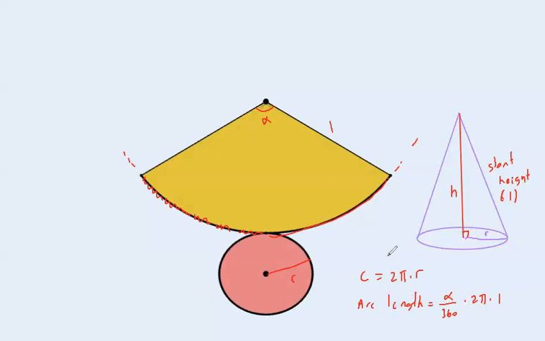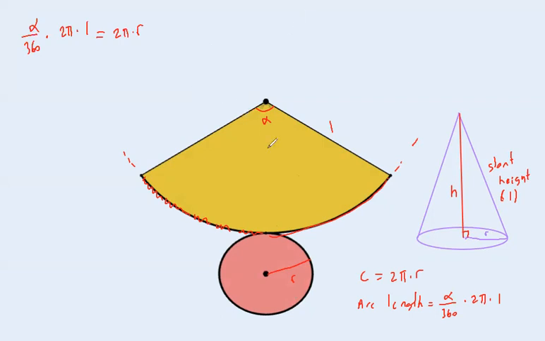But the question is now, when you do this alpha over 360 and then multiply by 2 pi L, that will give me this distance, which is that shaded arc part. Let me write this right here: alpha over 360 times 2 pi times L. And we already know this is equal to the circumference of the smaller circle, which is 2 pi times R. Okay, just keep this in mind.